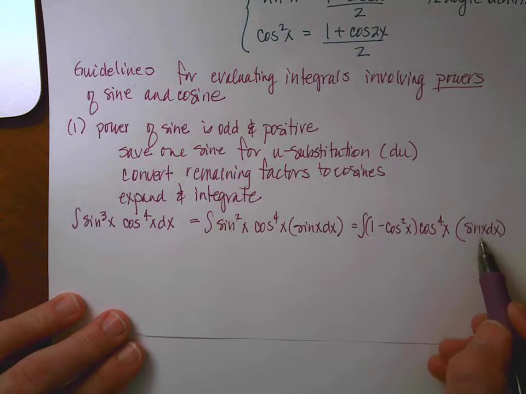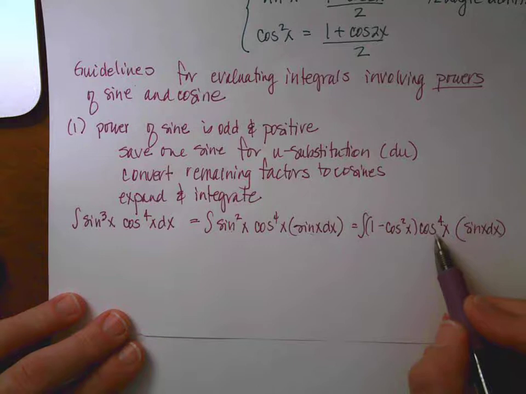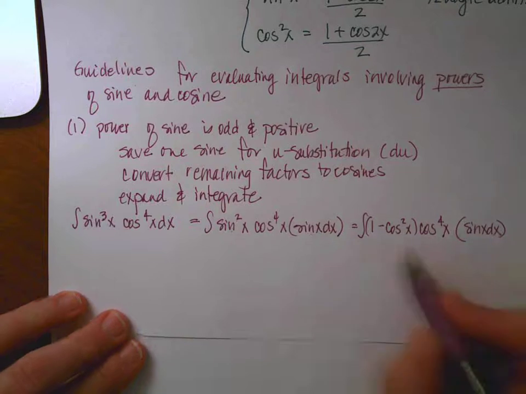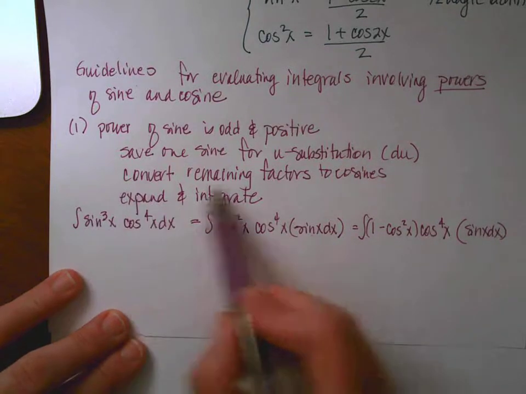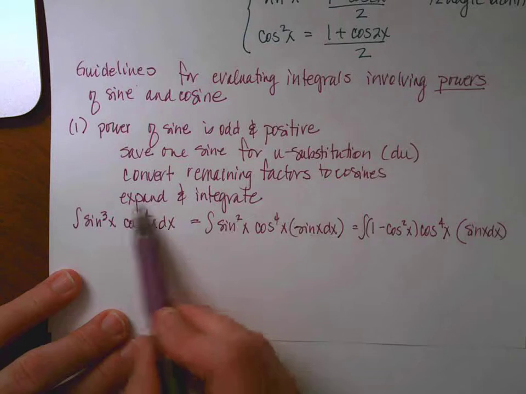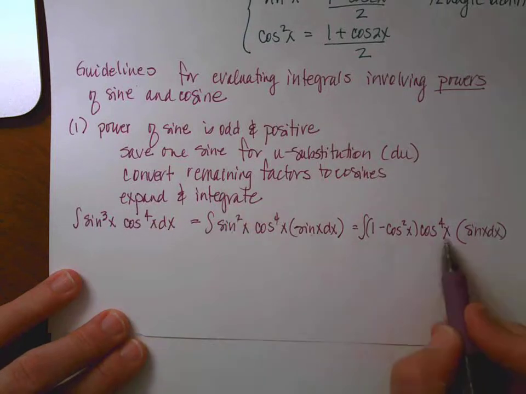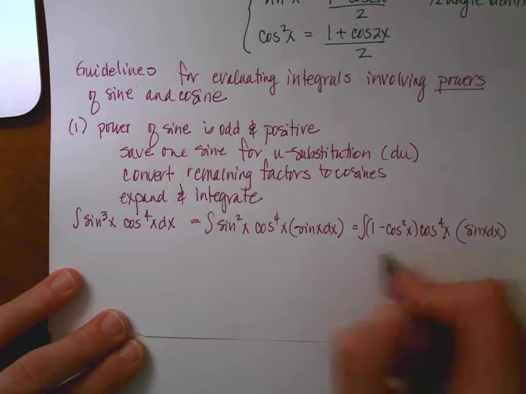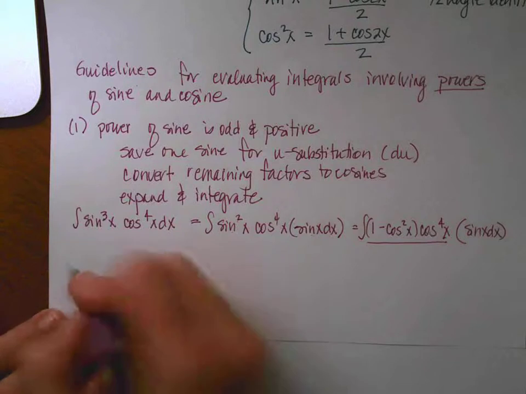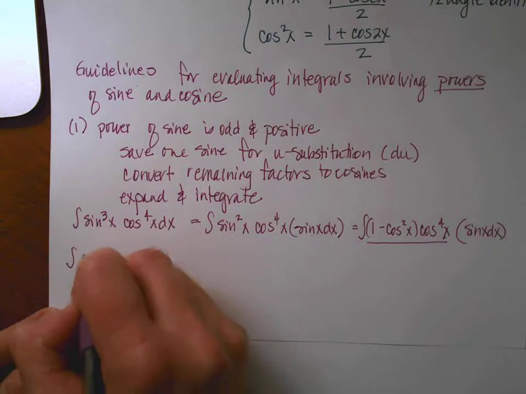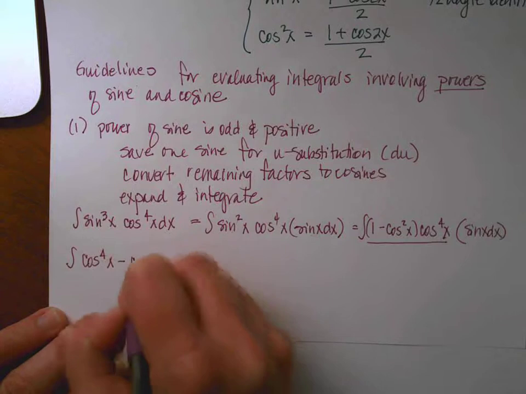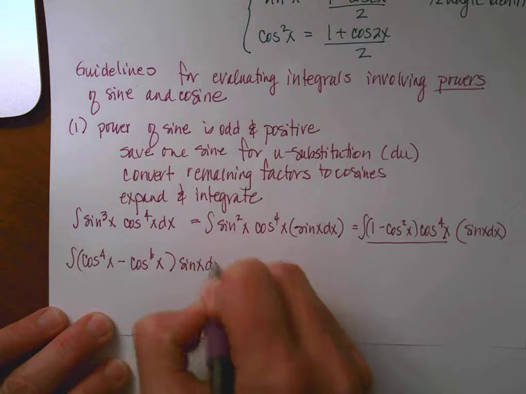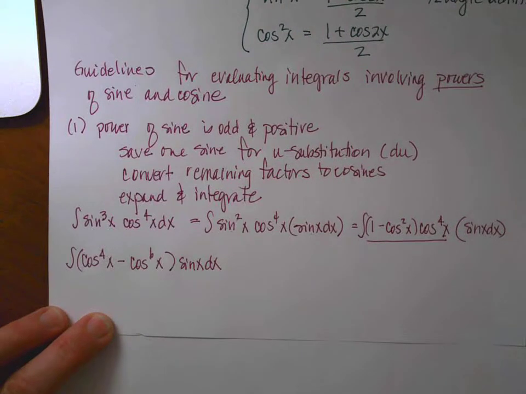So what I'm going to do on this one, since I want this to be my du, I'm going to let u equal the cosine of x, but I'm not going to do that just yet. So I did this step, I converted the remaining factors to cosines, and then I'm going to expand and integrate. So this is where I'm going to expand, but I'm not going to expand this guy, okay? So I'm just going to manage these two pieces right here. So then this is an integral of the cosine to the fourth of x minus the cosine to the sixth of x times the sine of x dx, okay?